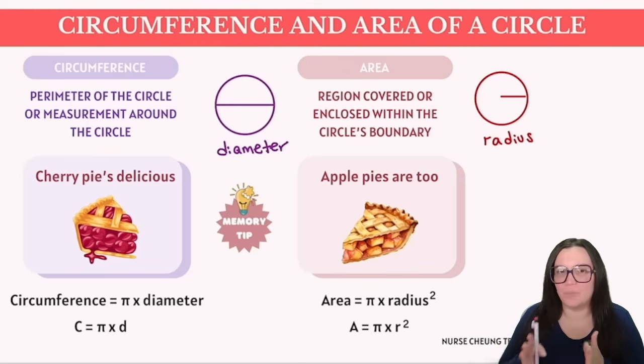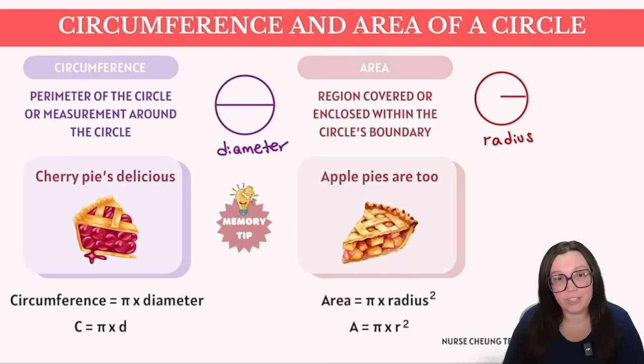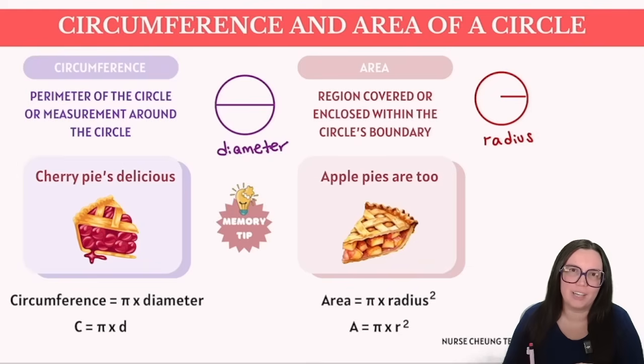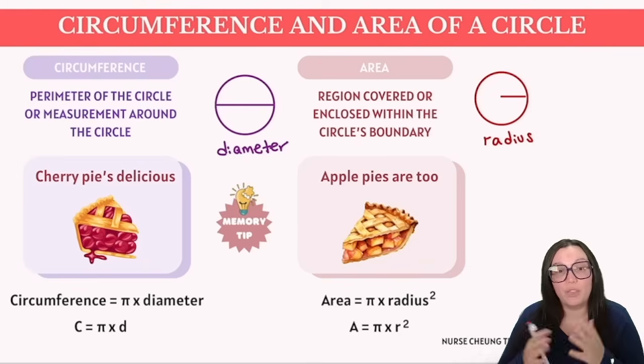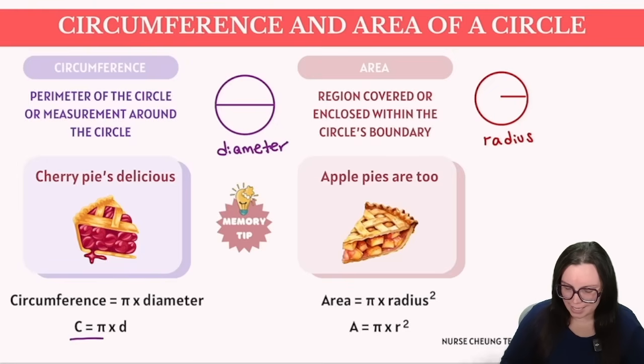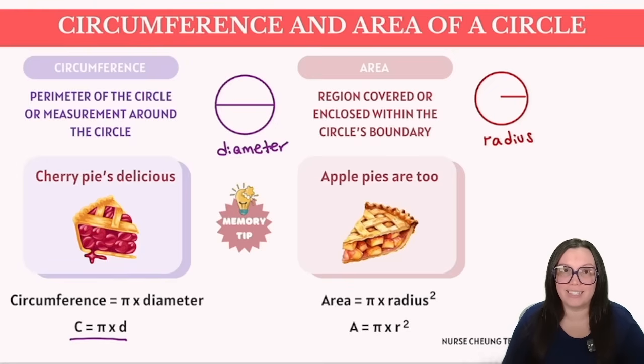Now let's step it up a notch by talking about how we calculate circumference and area of circles. It's crucial that you familiarize yourself with the formulas for both of these, as they are going to be fundamentally covered when it comes to the TEAS. The formula to calculate circumference of a circle is circumference equals pi multiplied by the diameter. In shorthand, we have C equals pi times D, where C is our circumference and D is our diameter.